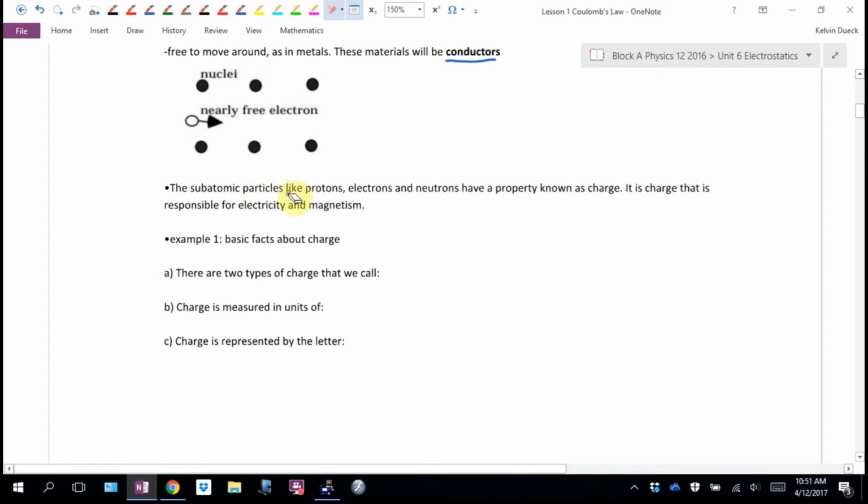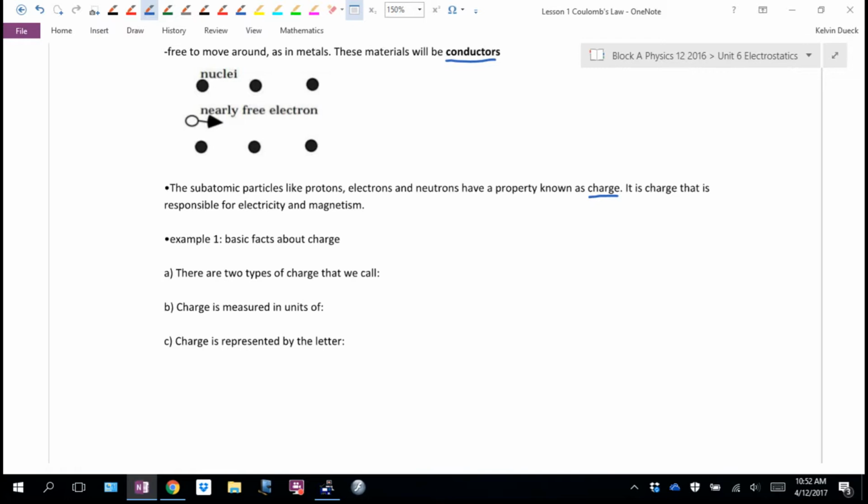The subatomic particles, like protons, electrons, and neutrons, have a property. A wondrous property, a property that we have harnessed and that explains an awful lot. We have named this property charge. It's charge that's responsible for both electricity and magnetism. Magnets are also a result of charge. Some basic facts, and you probably remember this from Science 9, especially if you had me back in Science 9.